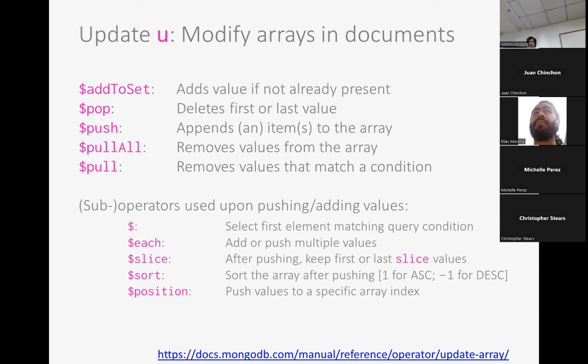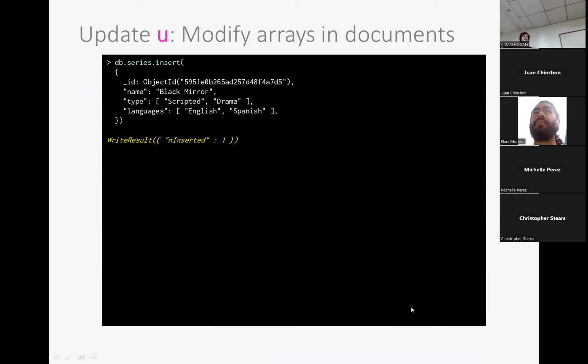And then when we're pushing or adding values, we also have some sub operators that we can call to post-process the results. So we can use this positional operator here to select the first element matching the query condition. We can do an each to add or push multiple values. We can apply slice to keep the first or last slice values. We can sort the array after pushing, after adding some new elements, we can resort it. We can push values to a specific array index, so we can set that on a push command. So we'll have a couple of examples of things we can do.